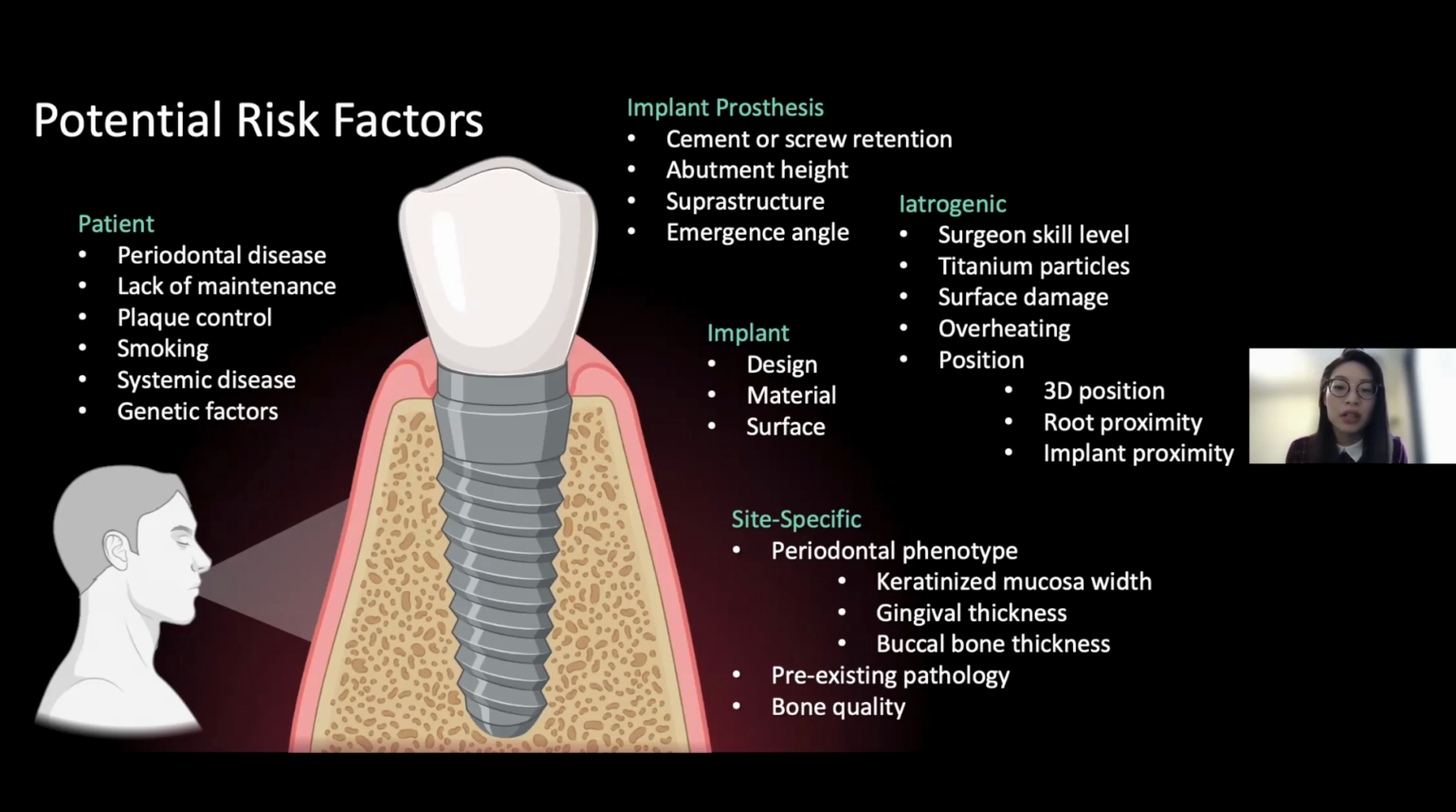And then when you place the implant, using correct surgical protocol to prevent overheating. And finally, planning as well. The position is crucial. The 3D position of the implant buccolingually, mesiodistally to the adjacent tooth, root proximity or implant proximity. You must respect all of the known distances that are the guideline for promoting a situation that will allow peri-implant health.